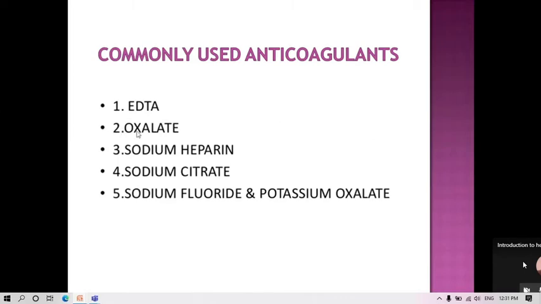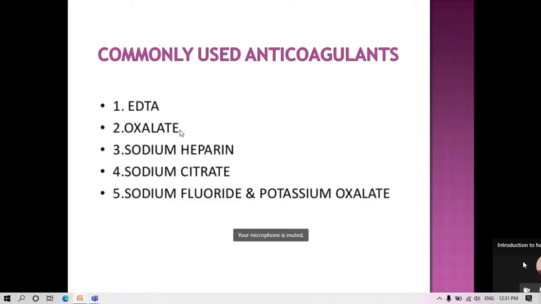The oxalates can also be used, and you have seen that oxalate is used in the gray cap tube for blood glucose estimation. Sodium heparin can be used. It is rarely used, and it is mainly used if you want to go for osmotic fragility or you want to make the LE cell preparation in the cases of SLE. In those cases only heparin is used, otherwise it is not.